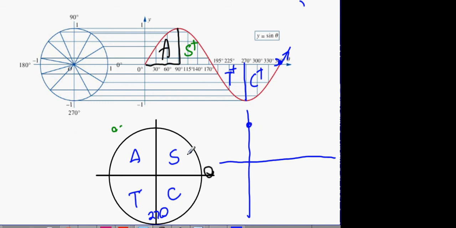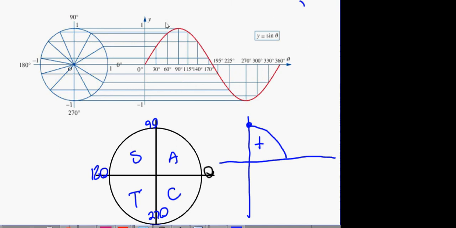So remember, this is meant to be ASTC. Cos is positive from 0 to 90. It's then negative from 90 to 180. So in effect, if I was to draw the cos graph over this, here's how it would look.